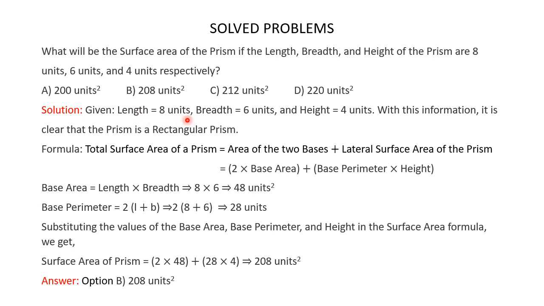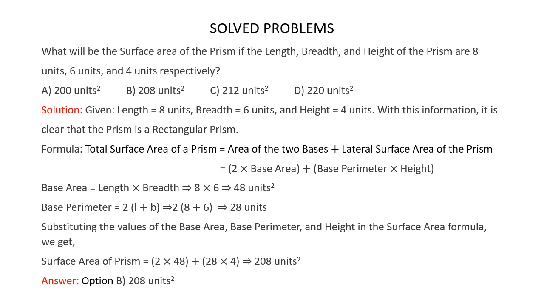Now it's given that the length is 8 units, breadth is 6 units and height is 4 units. Now with this information it's clear that the prism is a rectangular prism, which means the base of the prism is a rectangle. Now since the base of the prism is a rectangle, the base area would be equal to length multiplied by breadth, which is 8 multiplied by 6, which is nothing but 48 units squared. So base area is 48 units squared.